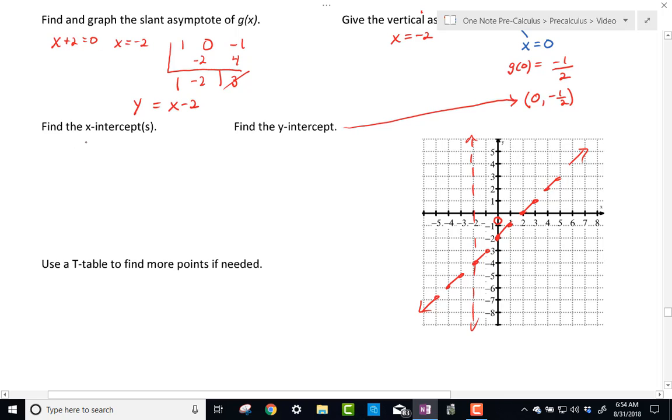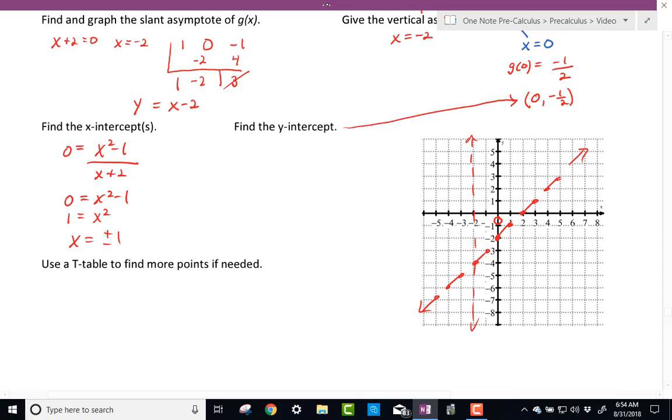Find the x-intercepts. Alright, so here we go. We have 0 equals, and again, my function that I'm dealing with now is x squared minus 1 over x plus 2. I don't care about the denominator. My x-intercepts are going to come from the numerator. So 0 equals x squared minus 1. Add 1 to both sides, I get x squared equal to 1. If I square root both sides, I get x equals plus and minus 1. Alright, let's graph those guys.